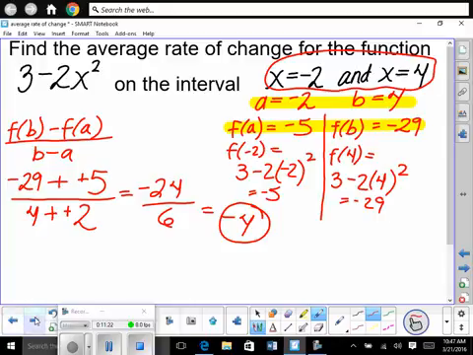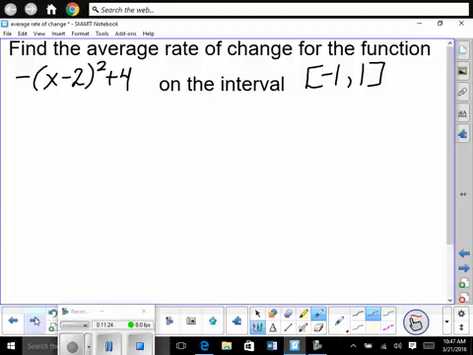Okay, sweet. Let's do another one. So find the average rate of change. I promise you'll be able to get this done in class, so really stay with me for just a couple more seconds. Find the average rate of change for the function on this interval. So my a value is negative 1, my b value is 1. Let's find f of a. So we'll be plugging in negative 1. We've got to be really careful. We've got to be good today.